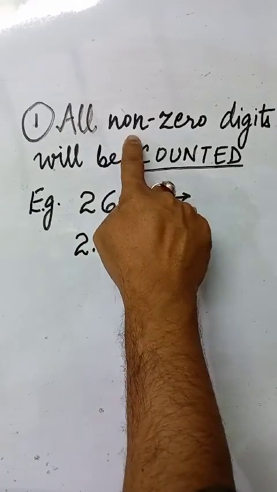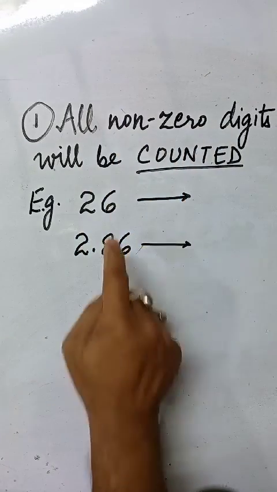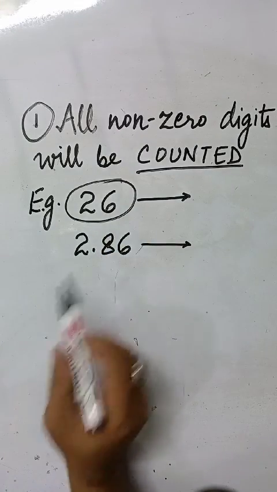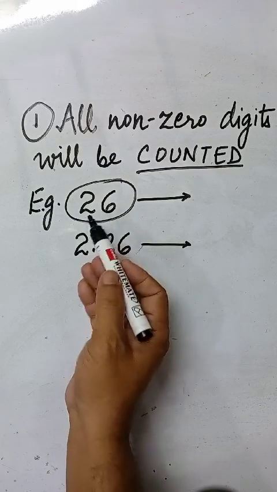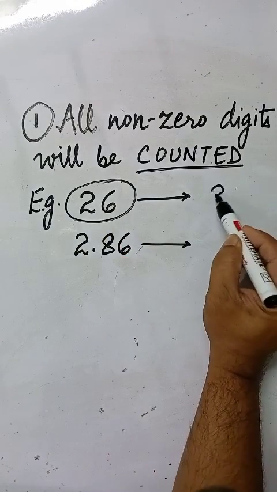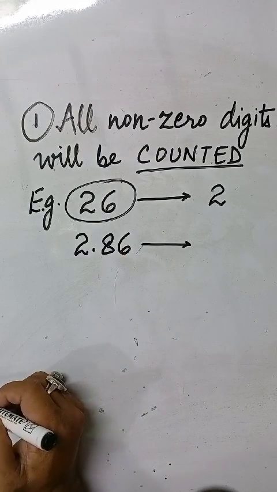So the rule is all non-zero digits will be counted. So in this number 26, how many non-zero digits are there? You can see both digits are non-zero. There is no zero in the number. So the number of significant figures will be 2 in this 26.